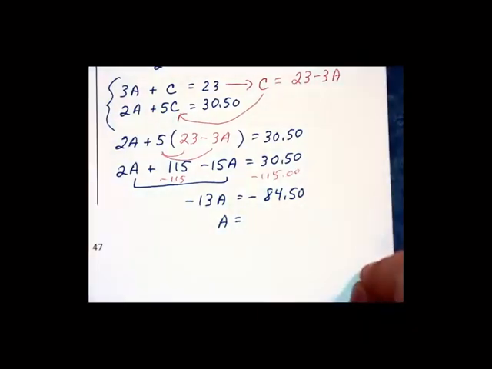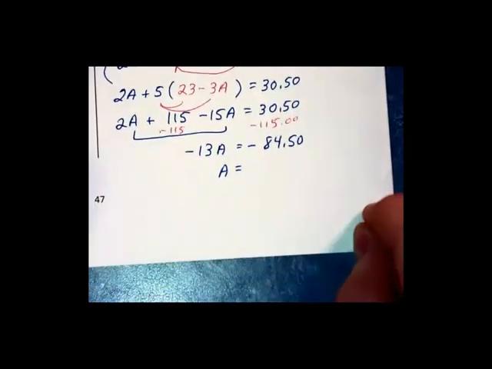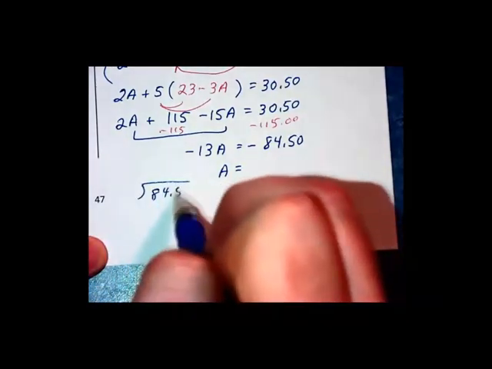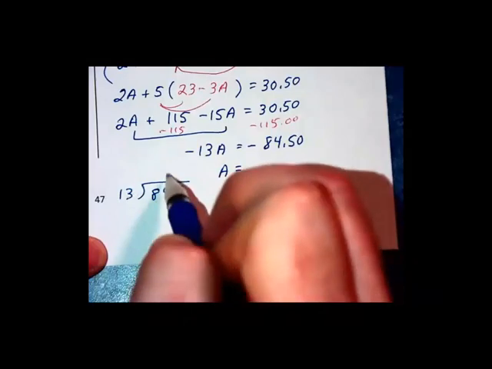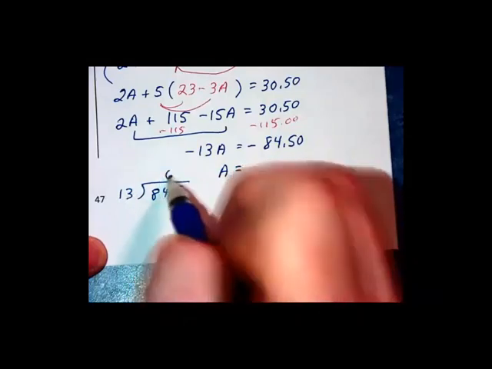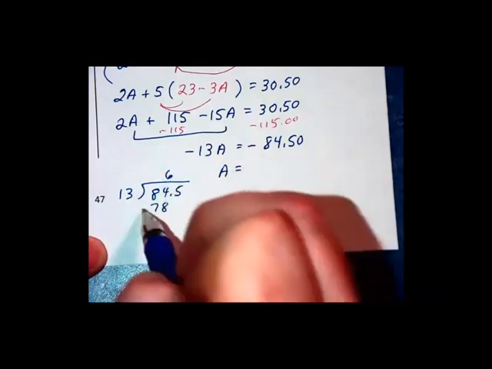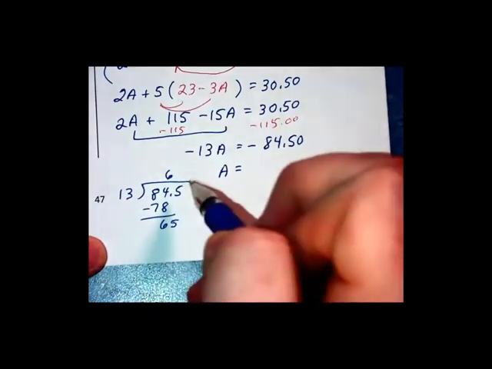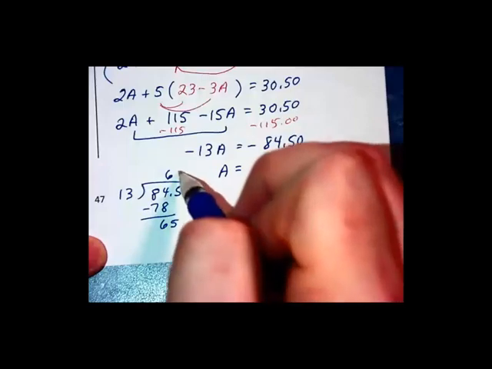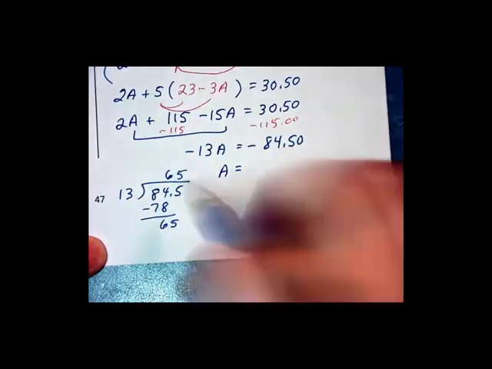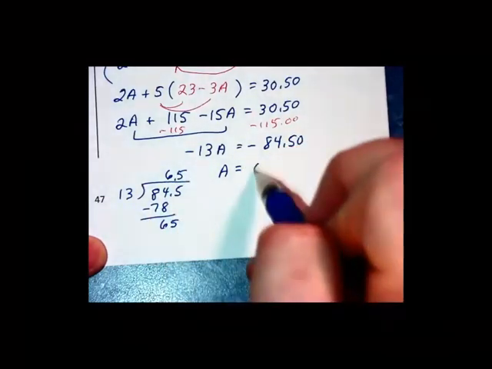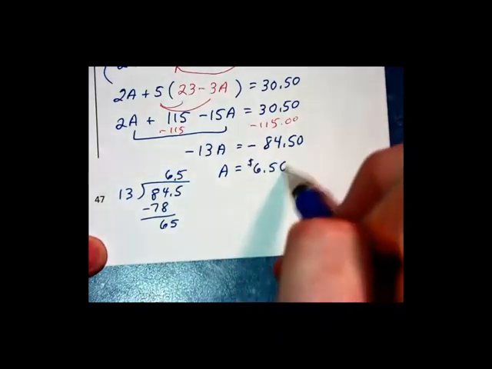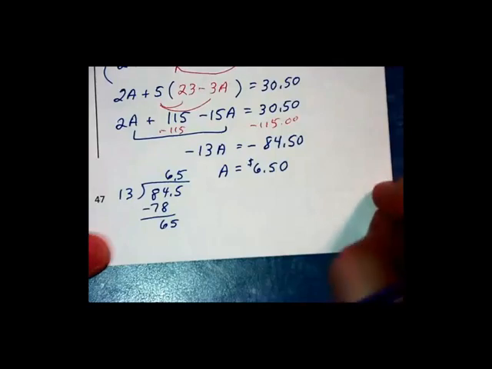I think I'm going to need to do some long division here. So off to the side, 84.5 divided by 13. That goes in about 6 times, making 78. Subtract and get 6. Bring down the 5. That goes in 5 times. It looks to me like I got an answer of 6.5, which would mean $6.50 for an adult ticket.